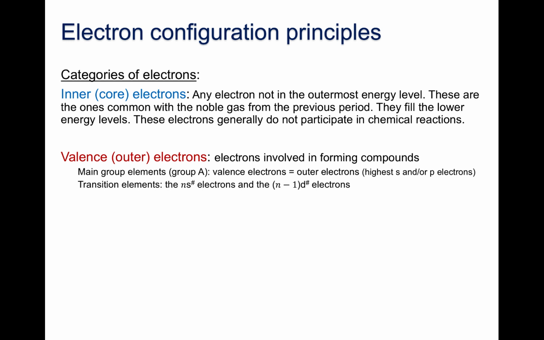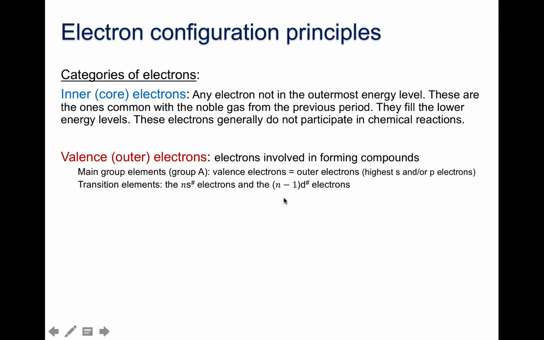How many valence electrons does an atom have? How many is it going to give away? How many is it going to accept? With the main group elements, remember the group A elements, the valence electrons and the outer electrons are actually the same thing. And those are represented by the highest S and highest P electrons. For the transition elements, it's just the highest S and the highest D.